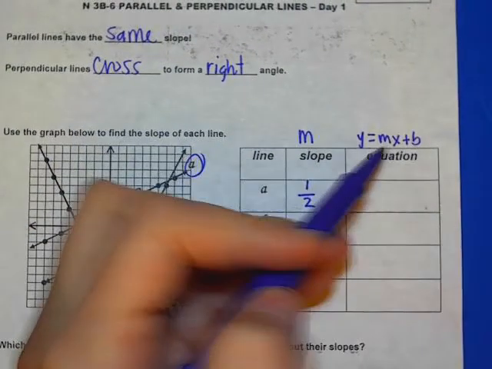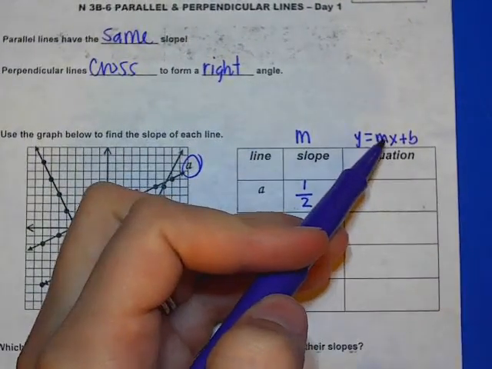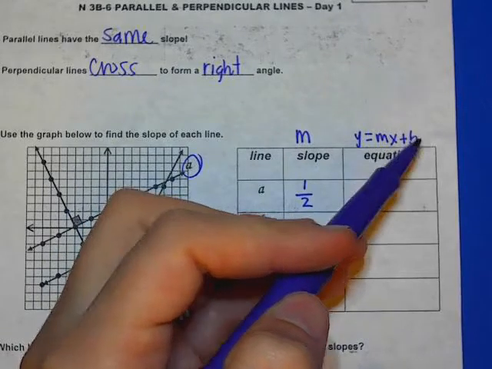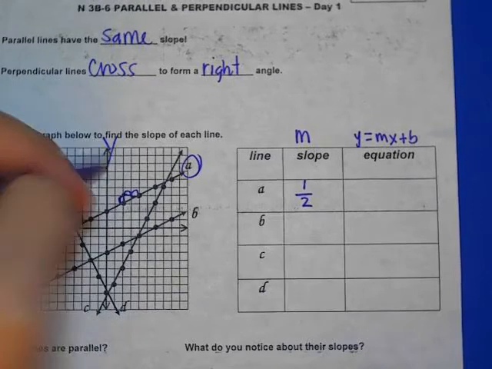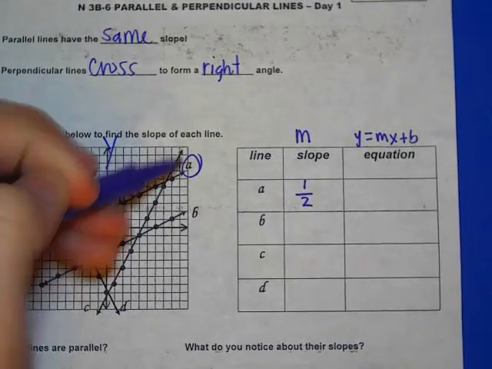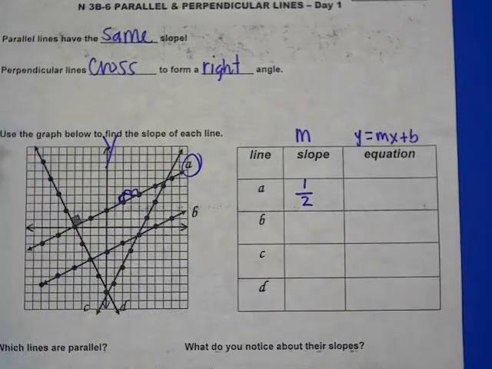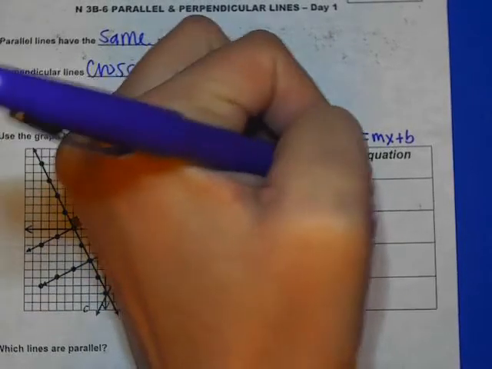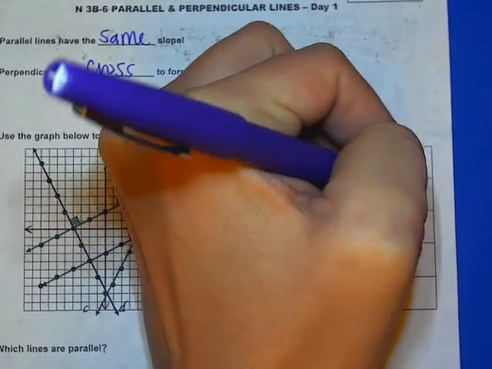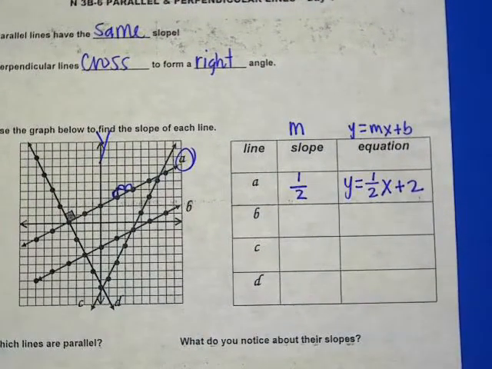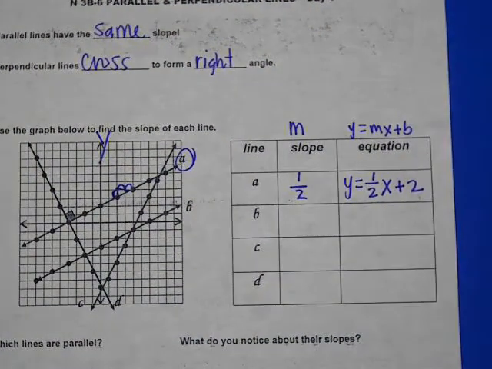So I have the M to write the equation, but what else do I need? B. And where do I find the B? The y-intercept. So where does it cross the y-axis? At 2. A crosses at positive 2. So this is going to be y equals 1/2 x plus 2, because my y-intercept is 2. Everybody with me? Questions? Okay, let's go find B.